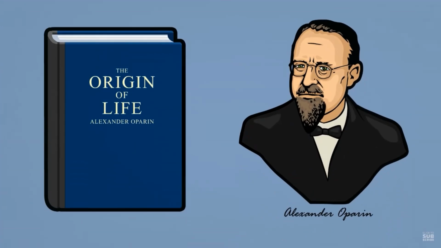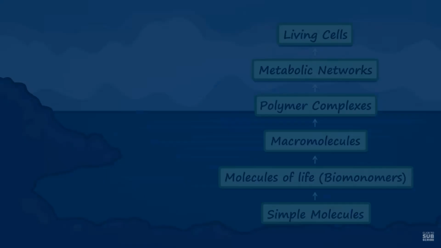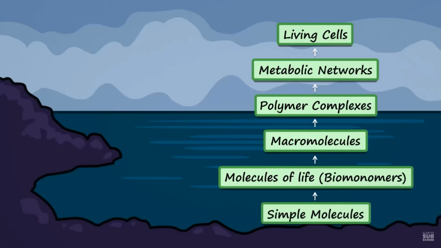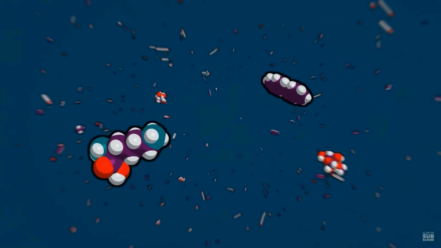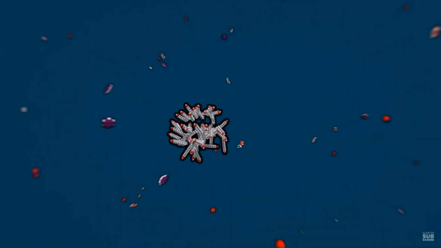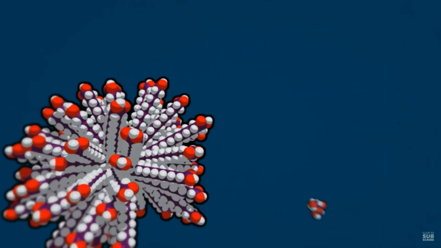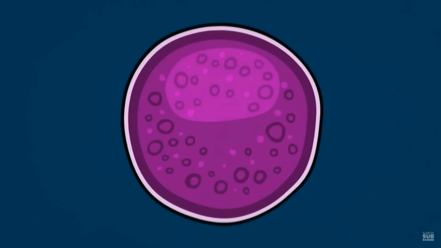In 1924, Russian biochemist Alexander Oparin published a book which he titled The Origin of Life. In it, he outlined his thoughts on a gradual progression from simple chemistry to living cells. He imagined the early ocean as a primordial soup, a rich collection of complex molecules produced by natural chemical reactions. In this soup, further reactions could take place, eventually producing living cells.